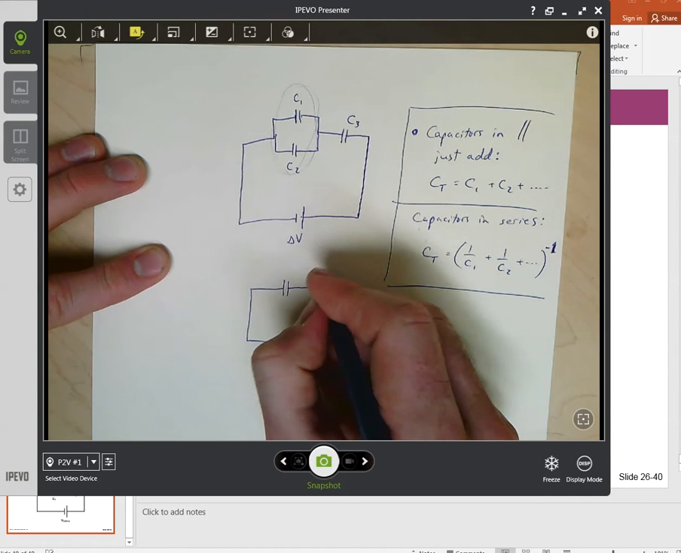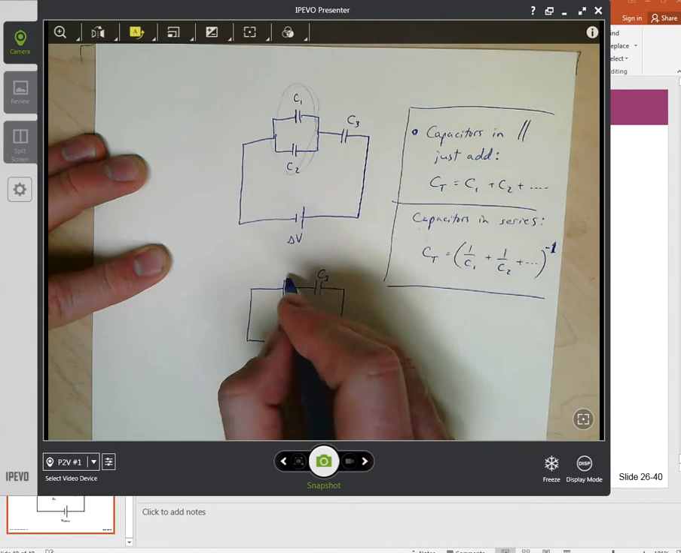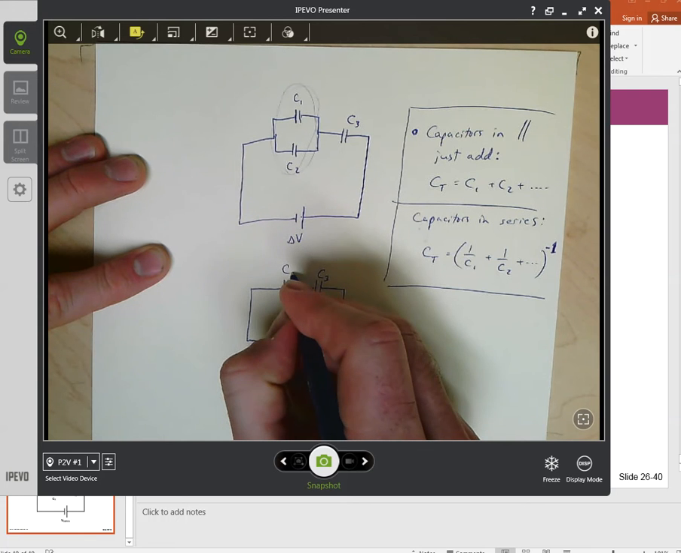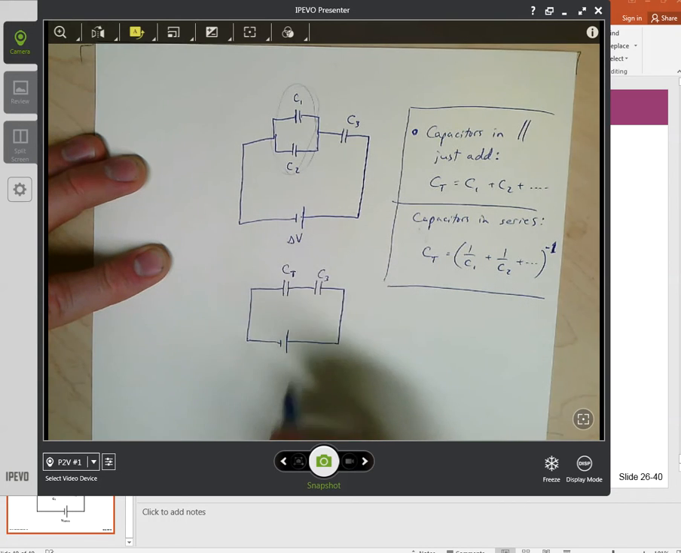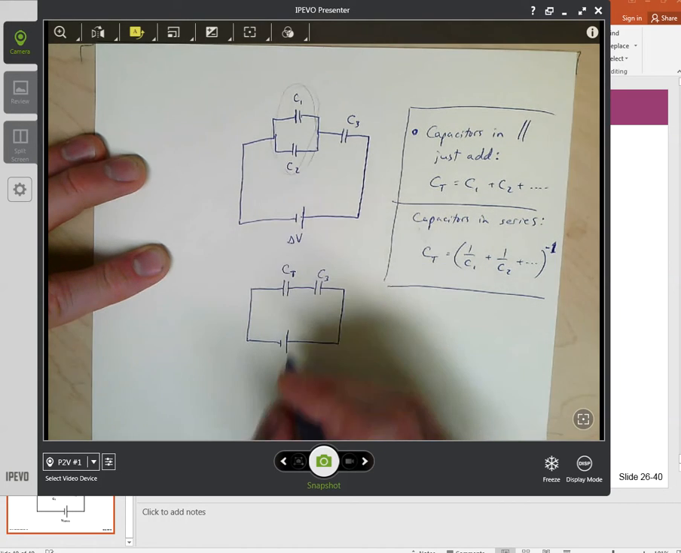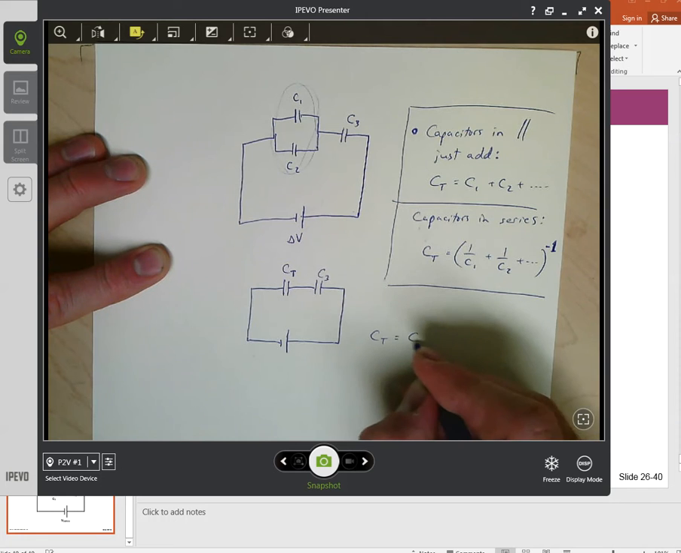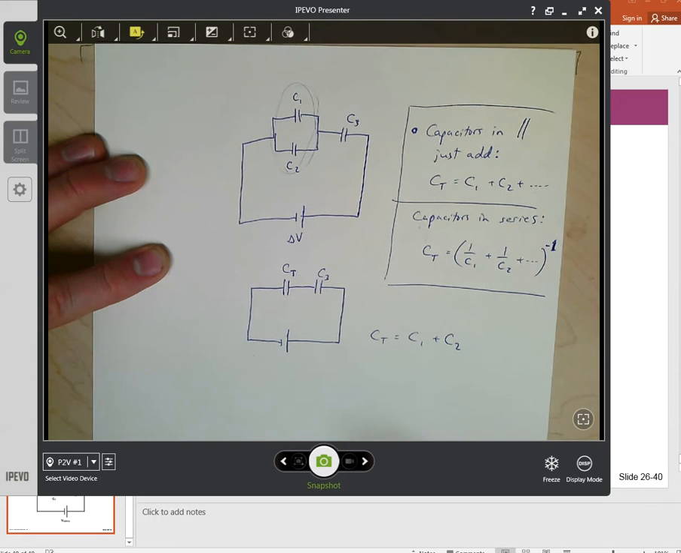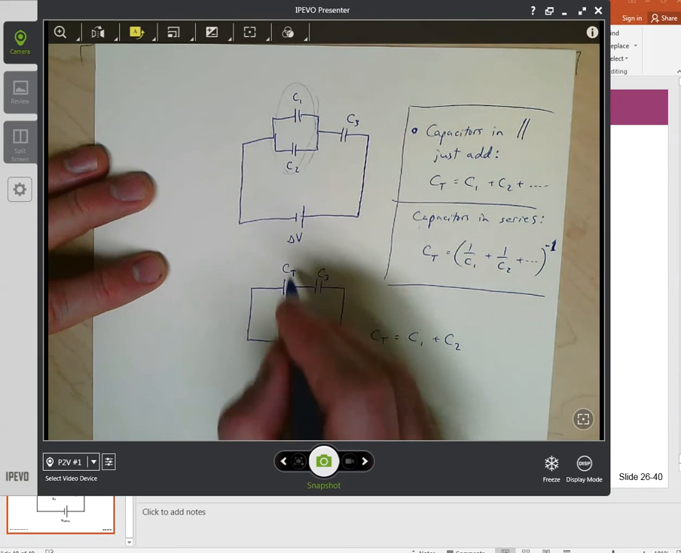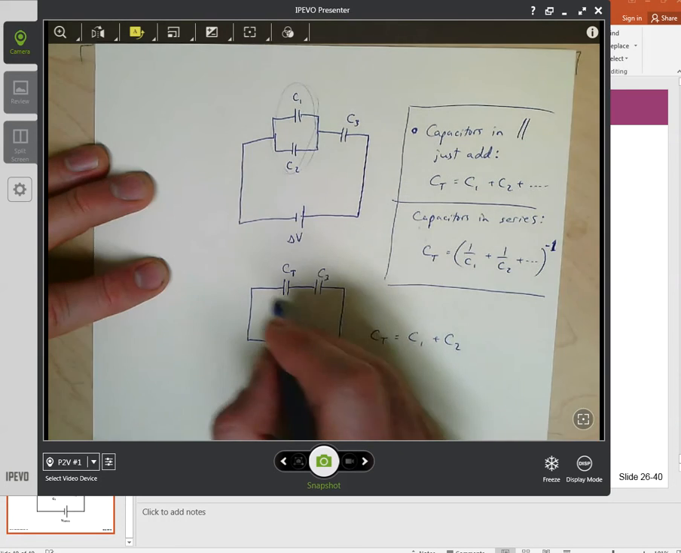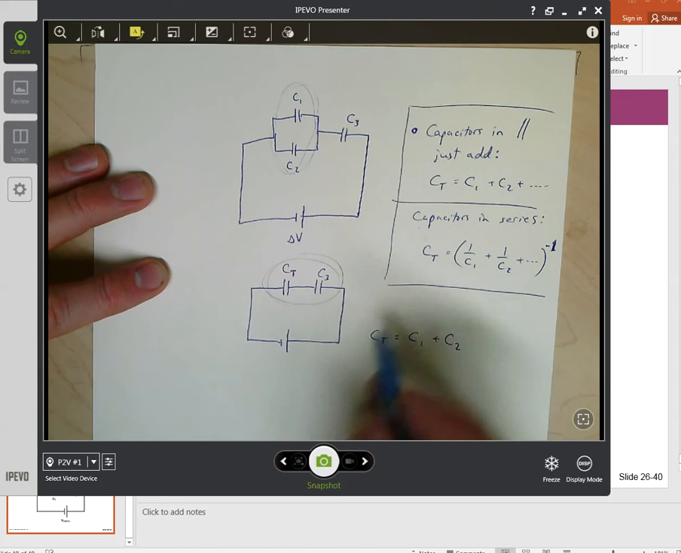Here's my C3. We haven't done anything with that yet. But here's kind of a C total. I'm going to write a C total. That C total here, in this case, is equal to C1 plus C2. Well, now we have a C total plus a C3. We need to combine these two capacitors, but they're in series.